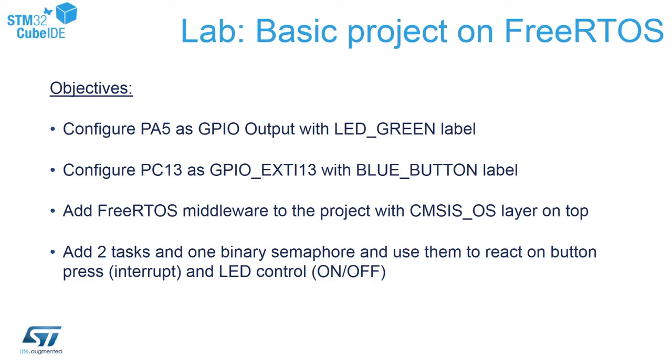First, we'll configure two IOs: PA5 as a GPIO output to control the green LED, and PC13 as a GPIO EXTI13 to monitor the blue button, which is connected to the board. Then we will add the FreeRTOS middleware to our existing project, and within this FreeRTOS, I will add two tasks and one binary semaphore, which will be controlled by our blue button. Let's start with the new project in STM32CubeIDE.